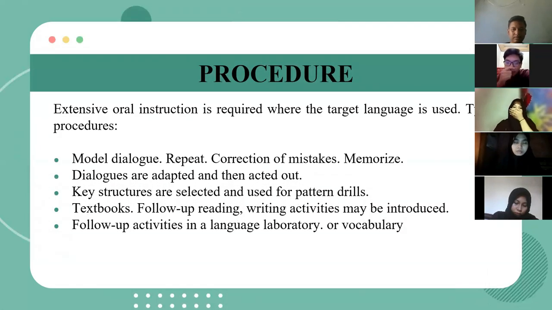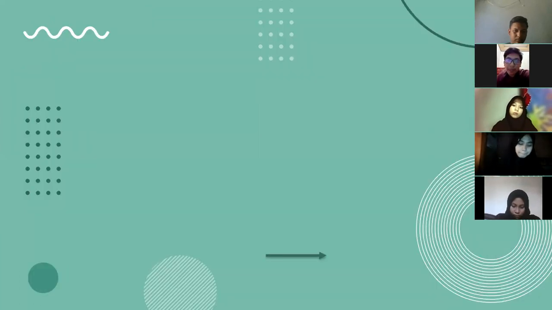So in audiolingual method, extensive oral instruction is required where the target language is used. So for the typical procedure, we have model dialogue, repeat, correction of mistakes, and memorize. And then dialogues are adapted and then acted out. Key structures are selected and used for pattern drills. Textbook, follow-up reading, writing activities may be introduced, and follow-up activities in a language laboratory or vocabulary. That is the procedure of an audiolingual method.